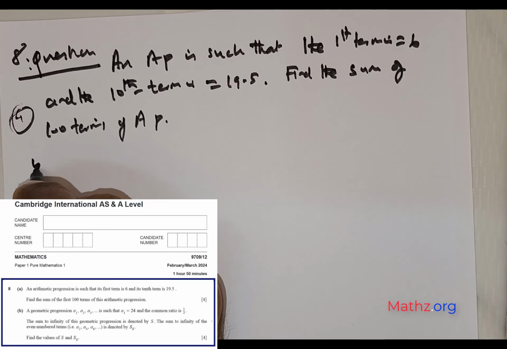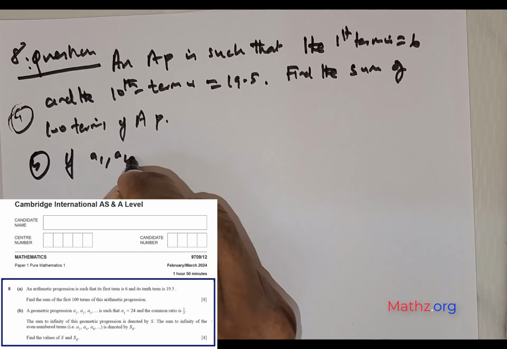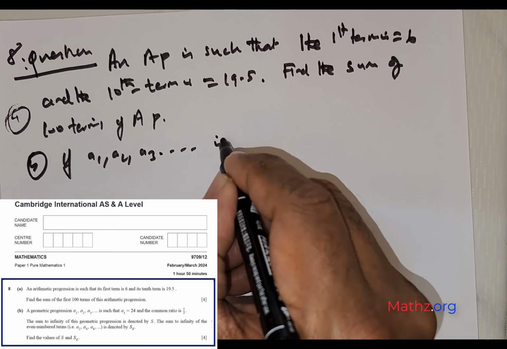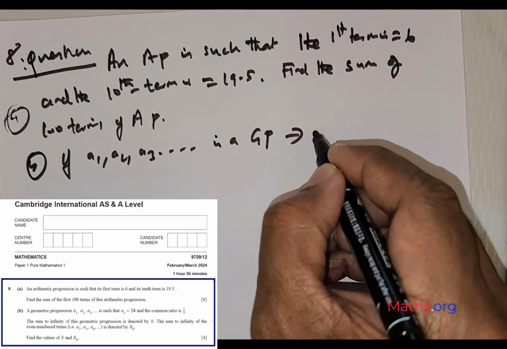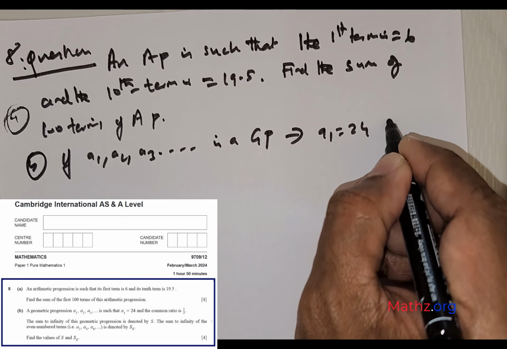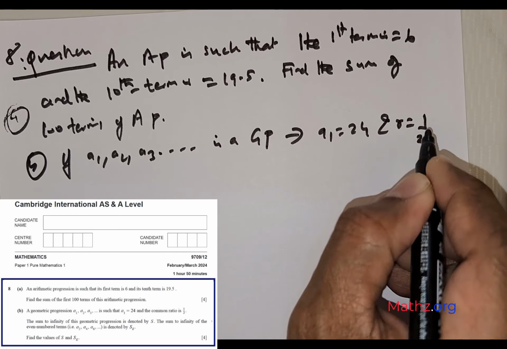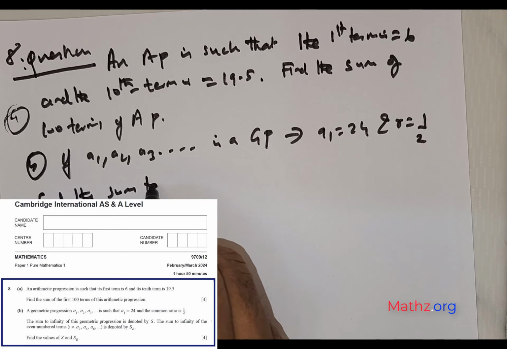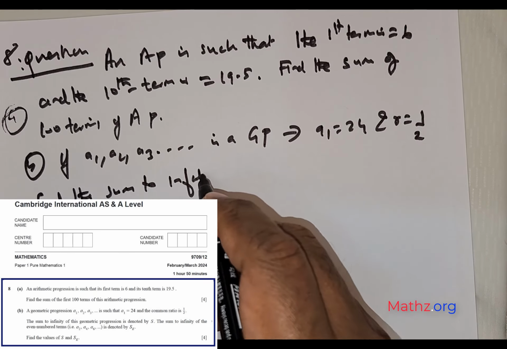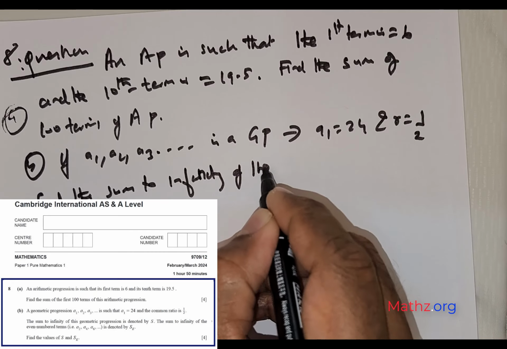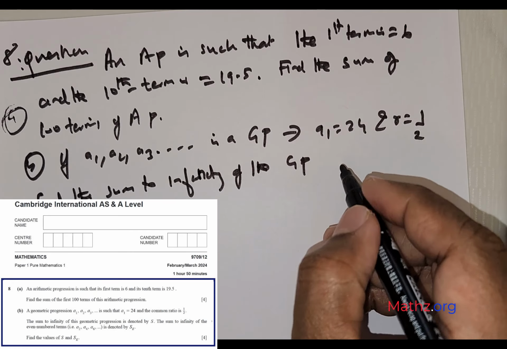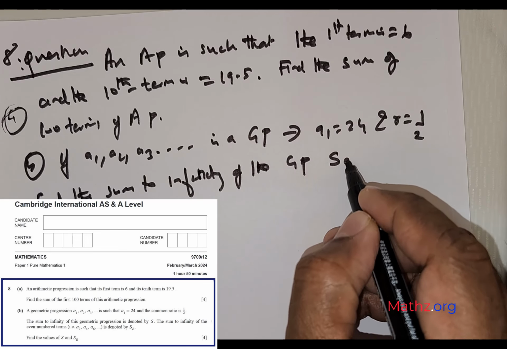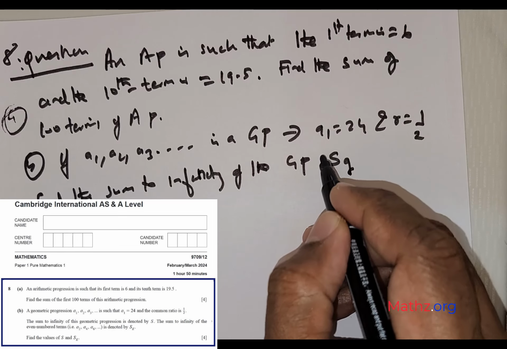Now there is the second part. The second part is: if A1, A2, A3, etc. is a GP such that the first term is 24 and the common ratio is 1/2, we have to find the sum to infinity of the GP, and it is denoted as S suffix G.